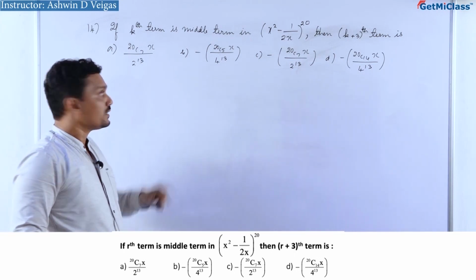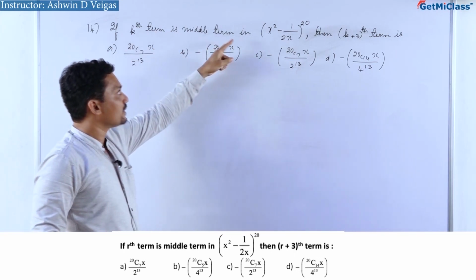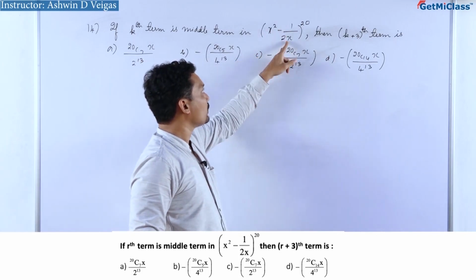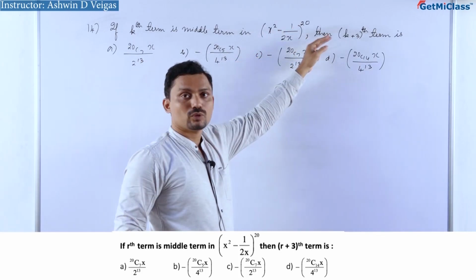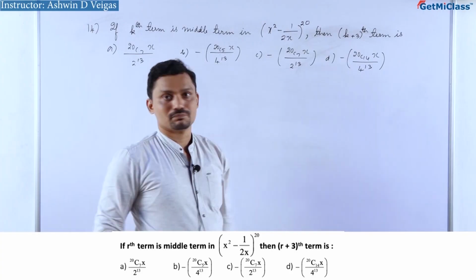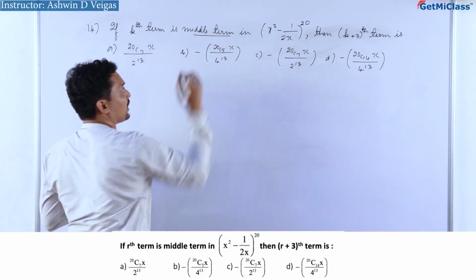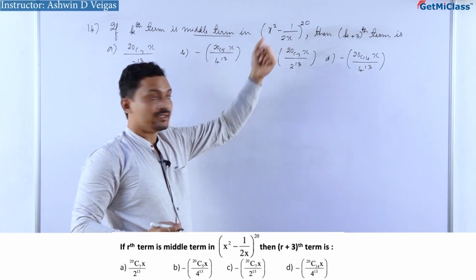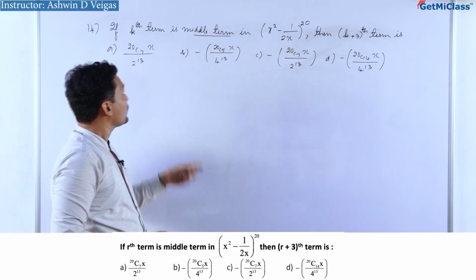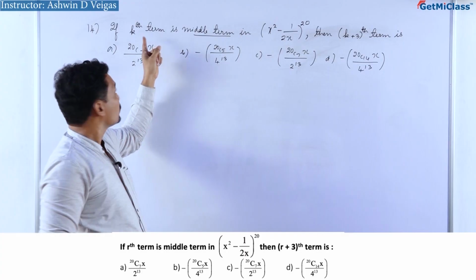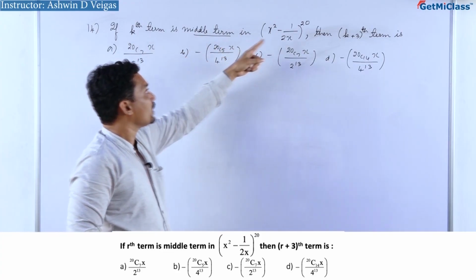14th question: if the kth term is the middle term in (x² − 1/(2x))^20, then what is the (k+3)th term? So the first thing is you have to find the middle term in this. In fact, we don't have to find the middle term, we have to find what k is. So the kth term is the middle term in this.